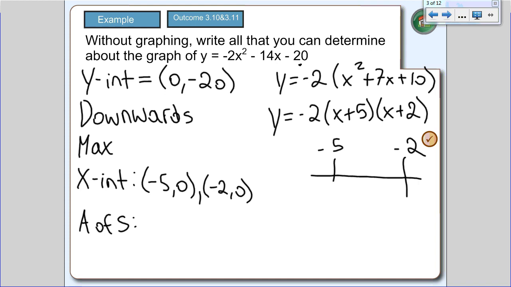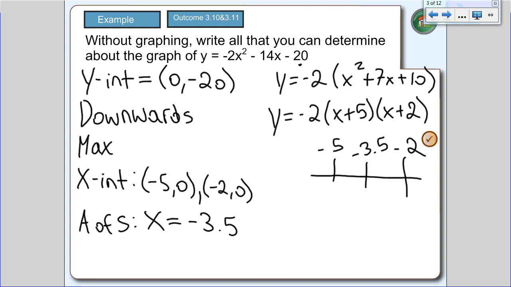It should be -3.5. Because if this came in 1.5, you're at 3.5, and if this came up 1.5, you're at 3.5. So your axis of symmetry is at x equals -3.5. We're doing pretty good. There's one more thing you can find out.